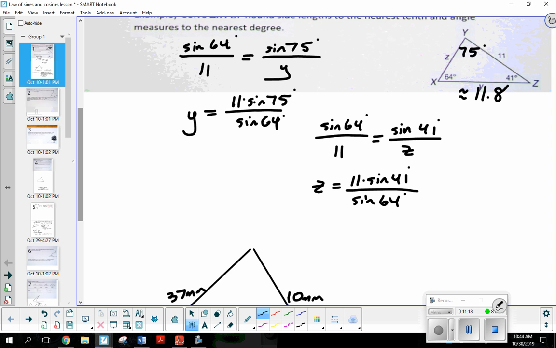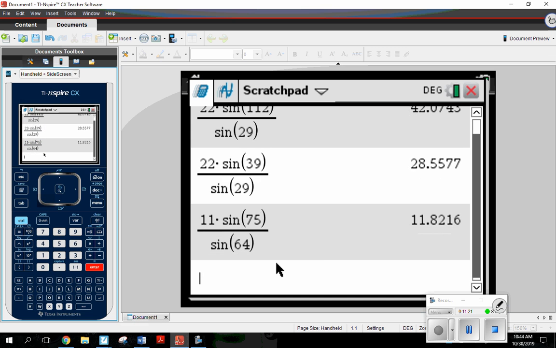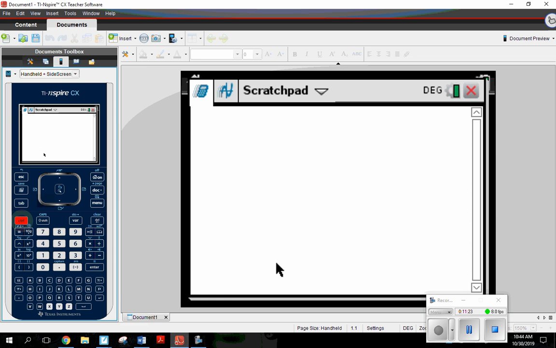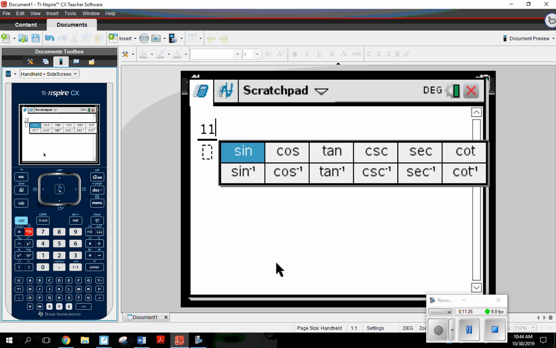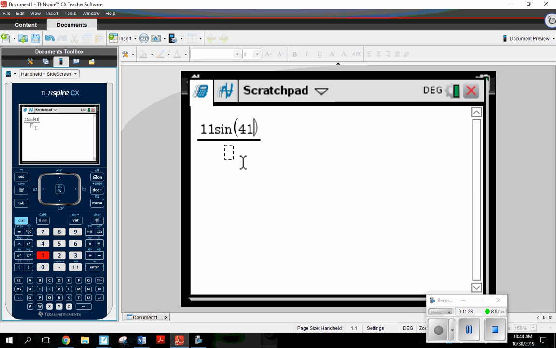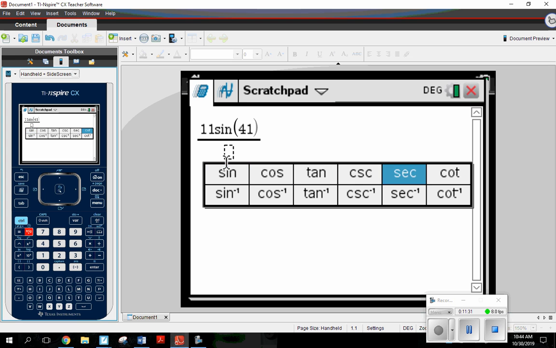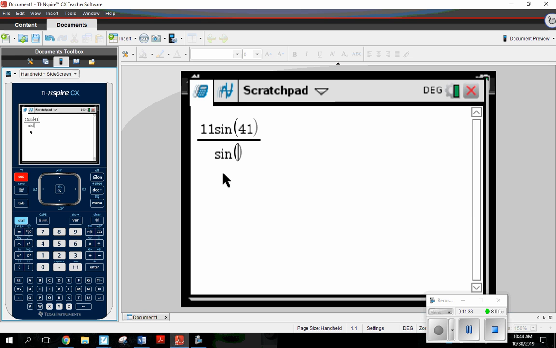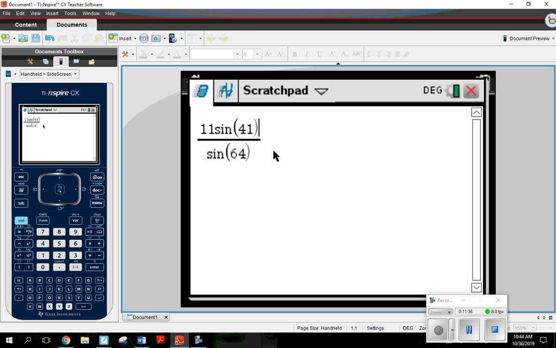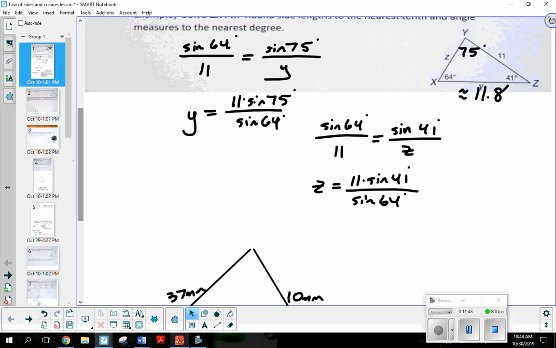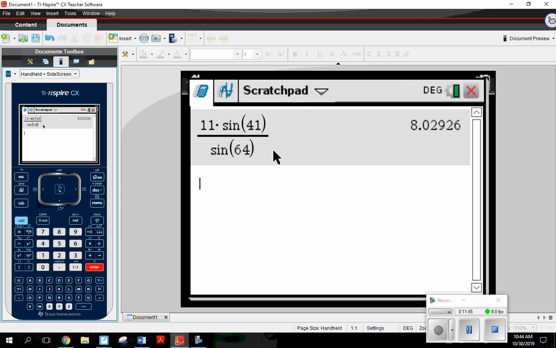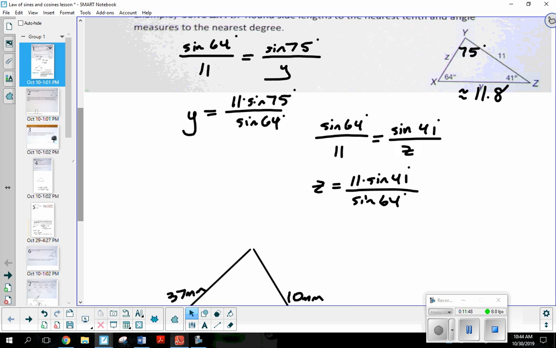There we go. Okay, 11 sine of 41, and let's see what we get here. Control divide, 11 sine 41 over sine 64, correct? So what should I end up with here? I think it's like 8.0 is what you end up with. Is that right? Yeah, so I'm going to say 8.0.